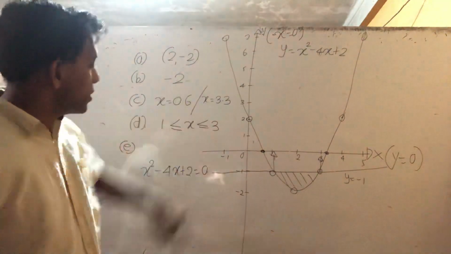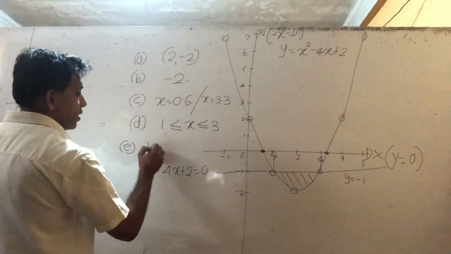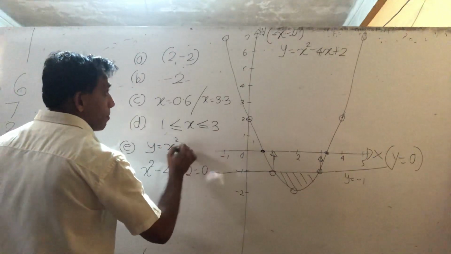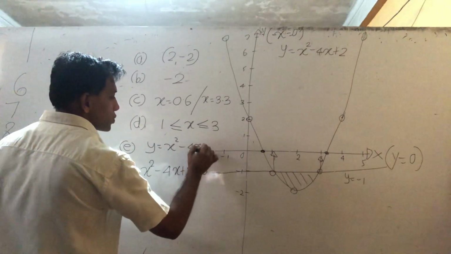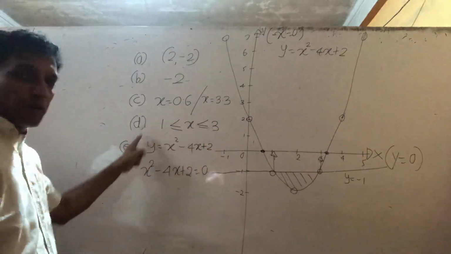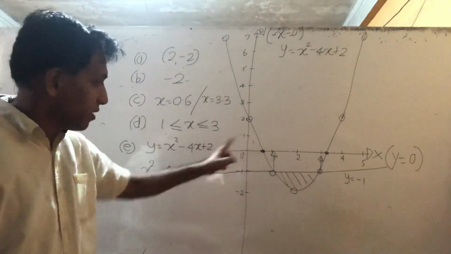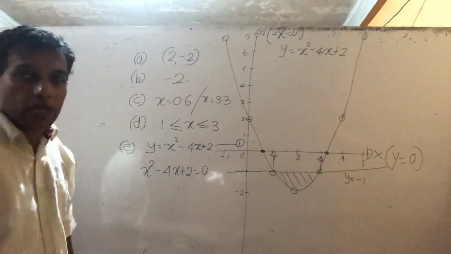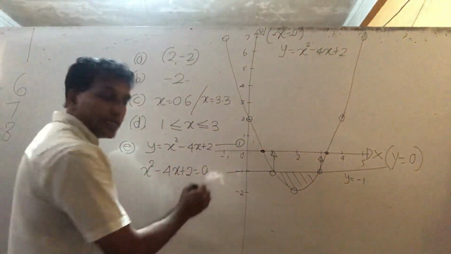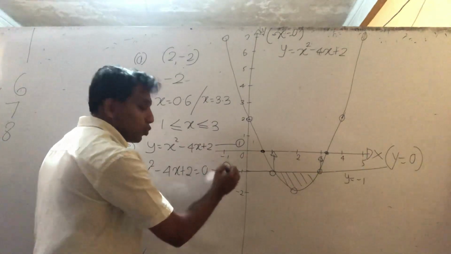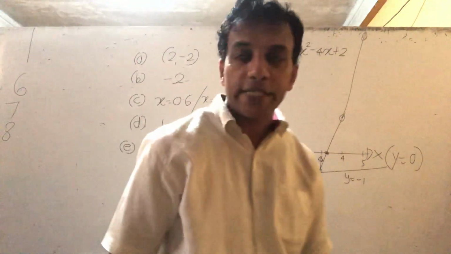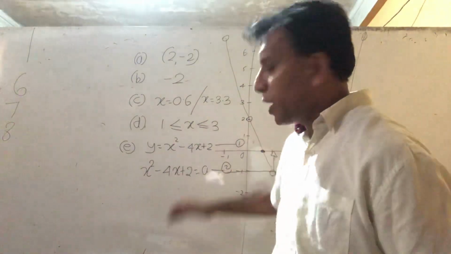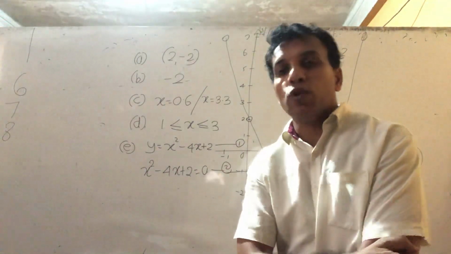So our main graph we drew, y equals x square minus 4x plus 2, is the graph we drew by preparing a table. I say it's equation number 1, right? And this is equation number 2. That is the method. Now you solve this pair of simultaneous equations.